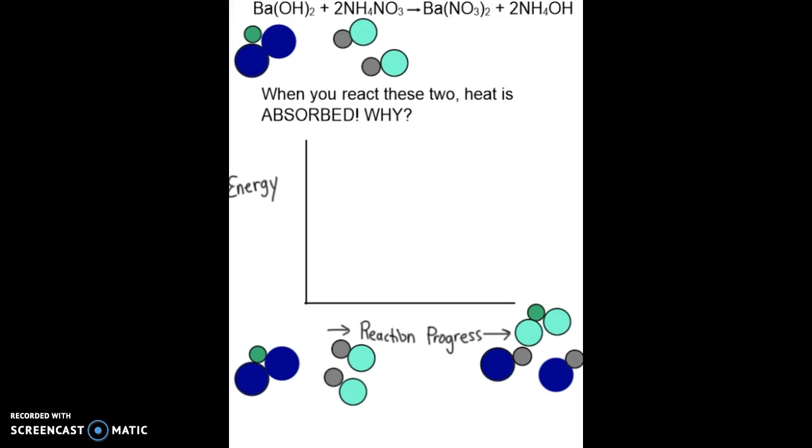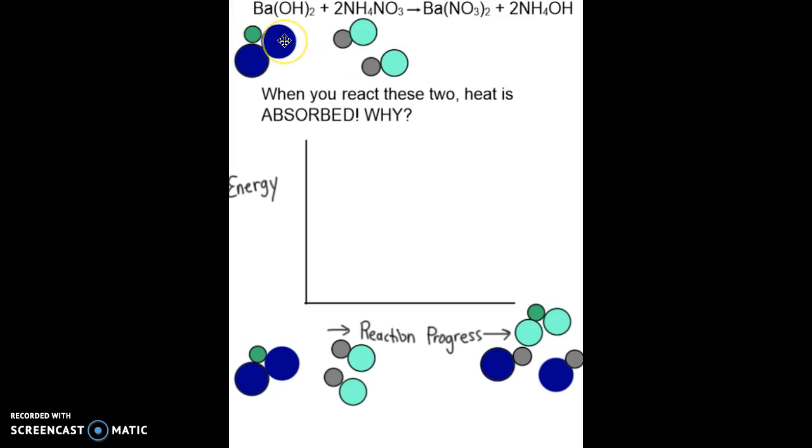So in an exothermic reaction, something is releasing heat and it can burn your hand. In an endothermic reaction, heat is actually being absorbed into the flask or the container from the surrounding system. So why does that happen? Well, let's take a look at our reactants up here. We have barium, and it's combined with 2 hydroxides. And then we have an NH4NO3, ammonium nitrate.